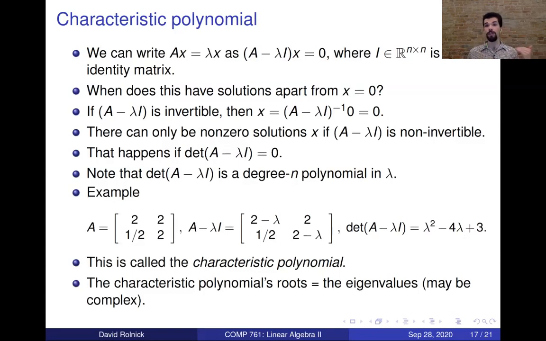And the characteristic polynomial's roots are just the eigenvalues, which means that there are n eigenvalues for an n by n matrix. There might be some repeats. And the eigenvalues might also be complex numbers. I realize we didn't really talk about complex vectors. Eigenvectors could end up being complex. All of the things we talked about also work for complex vectors.